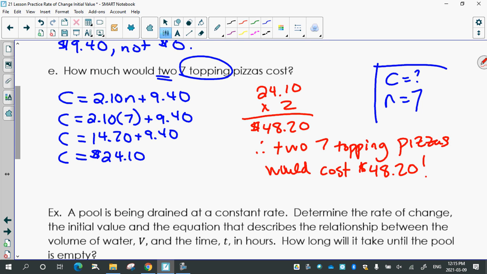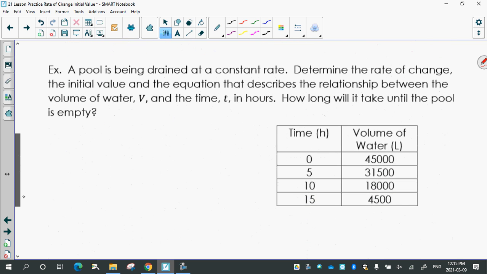Okay, we're on the pool question. A pool is being drained at a constant rate. Determine the rate of change, the initial value, and the equation that describes the relationship between the volume of water, V, and the time, T, in hours. How long will it take until the pool is empty? Okay, I'll give you some time. Should be able to do it.